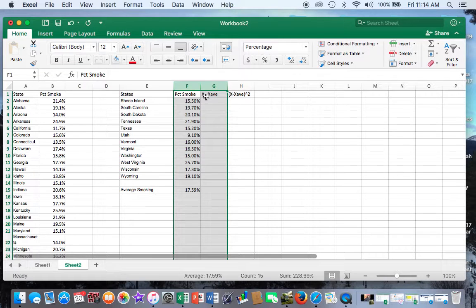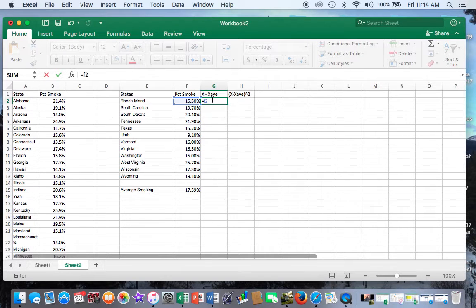Okay, so now I want to take the first part of my standard deviation equation, which is the x sub i minus x bar, and that simply is going to be F2 minus, and here it is a little different. You need to do $F$15, and those dollar signs mean that each and every time it's going to take the value 17.59.